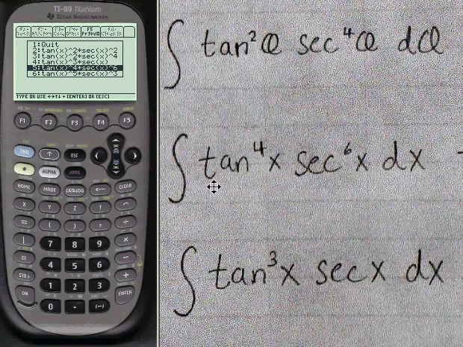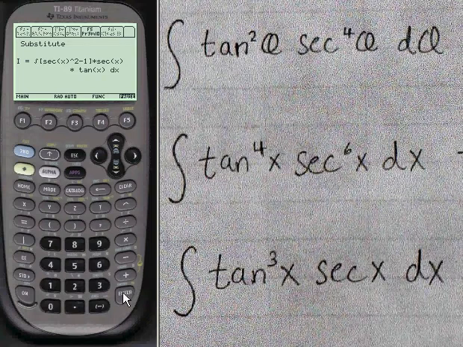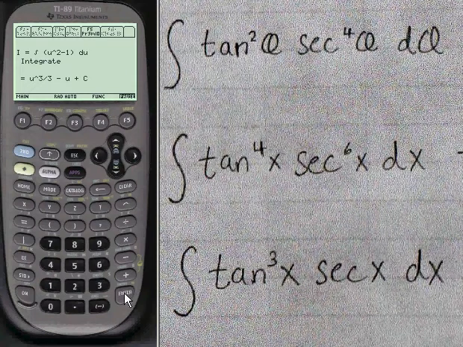Okay. Let's do tan 3 secant 3. I'm going to rewrite it again. Pythagorean identity. Substitute. U substitution. Change it into U's. Integrate it. Answer is secant 3 over 3 minus secant x, plus c, of course.